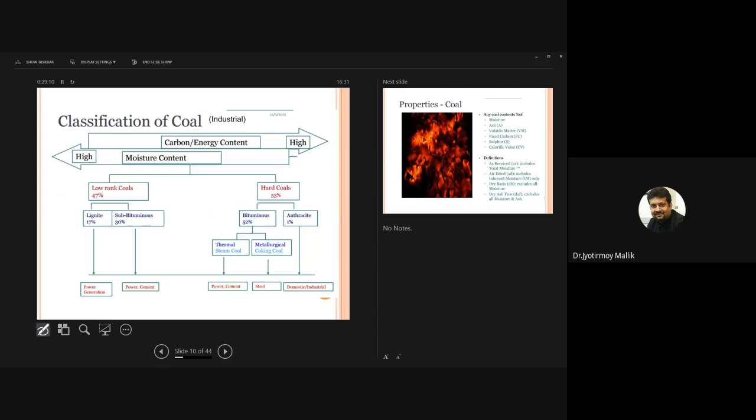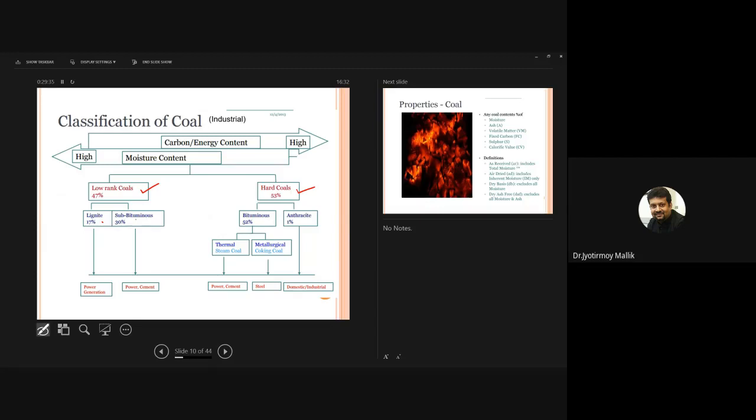So if the moisture content is high and carbon and energy content is low, we call it a low rank coal. And if the carbon content is high and the moisture content is low, we call it hard coal. Okay, so hard coal means good coal. So low rank coals are further subdivided into lignites and subbituminous coal.